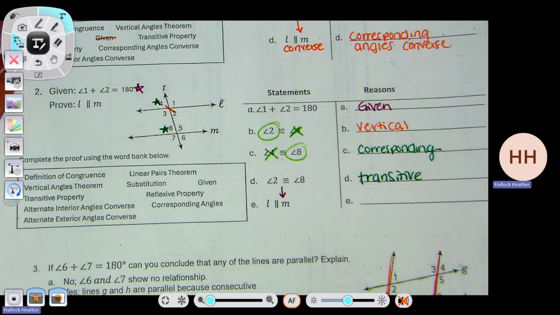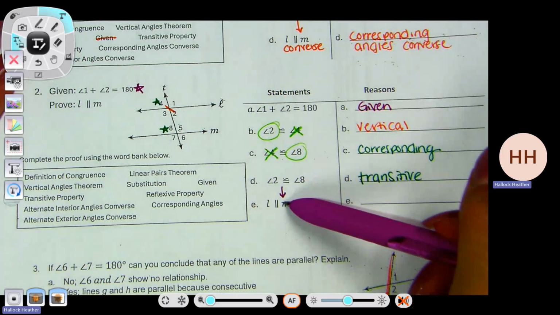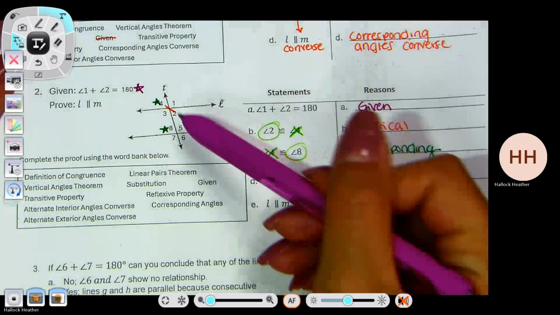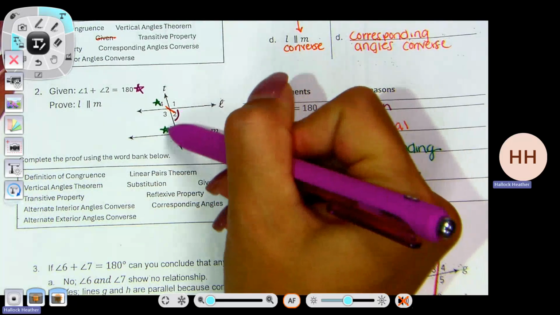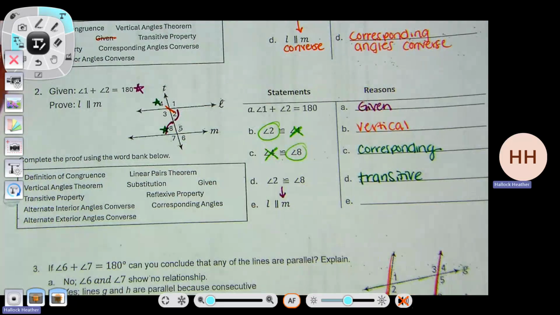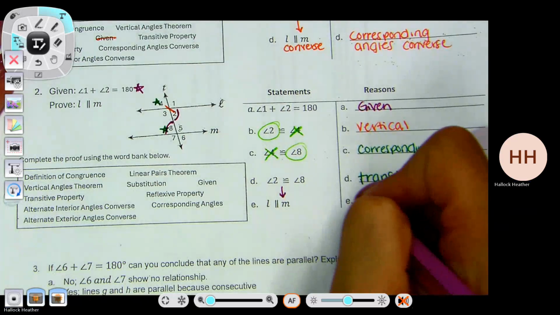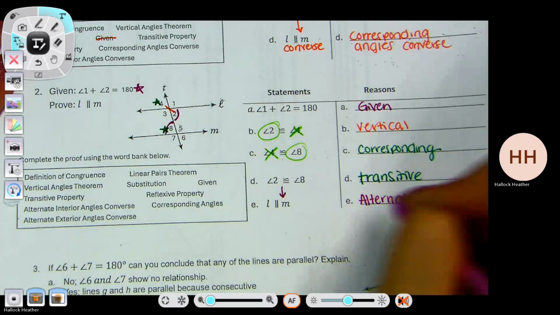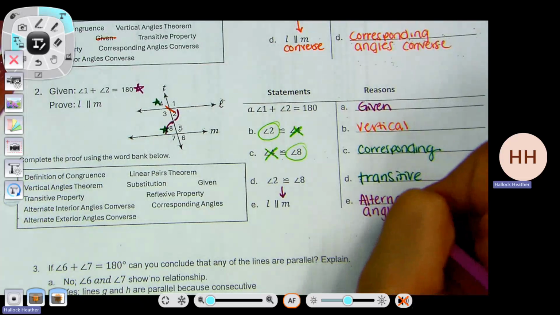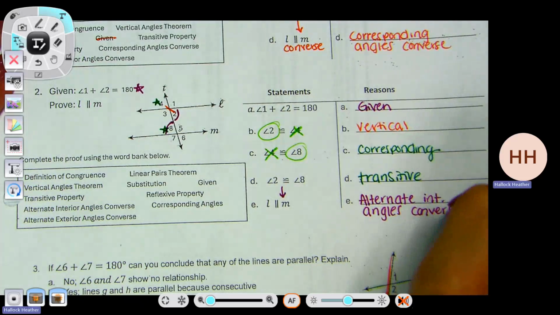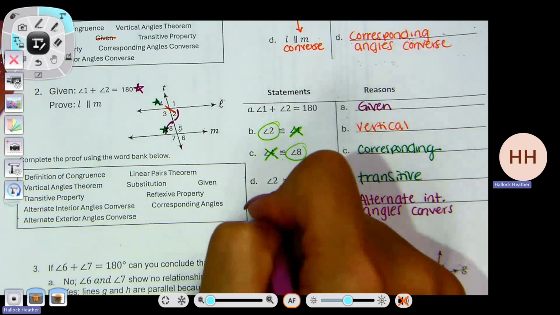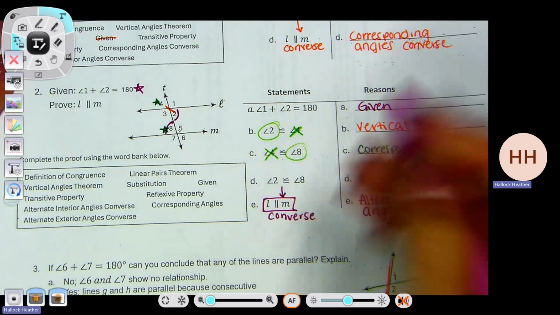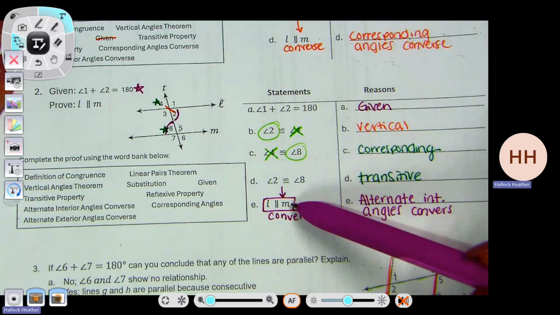Then, how do you know these are actually parallel? What is the relationship between 2 and 8? Alternate interior angles converse. Anytime you have this little parallel symbol, that has to be something with a converse. And you're always comparing the last step to it.